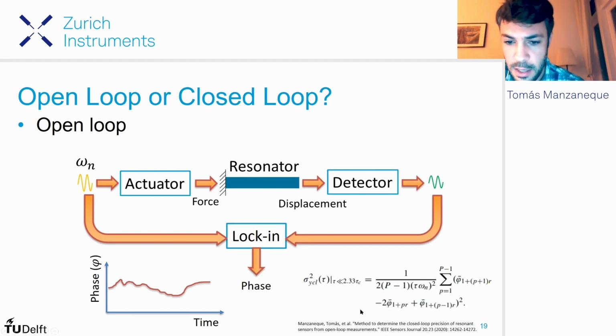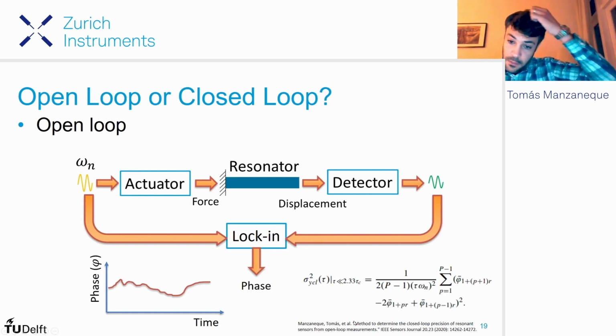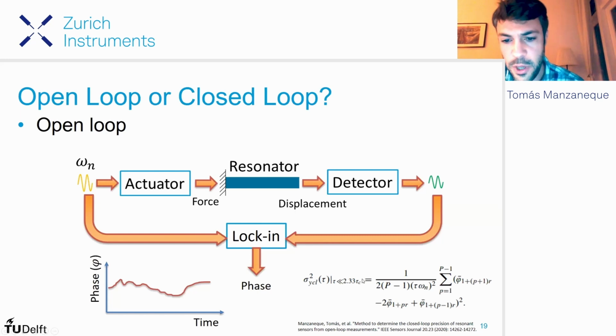And we can obtain an expression like this, which is detailed in this paper, in which we can determine the Allan deviation from phase data, only phase data. And you might think that this expression is a bit complicated, but it is not. It only uses phase data points measured over time. This is the only information that you need to calculate this open loop Allan deviation.